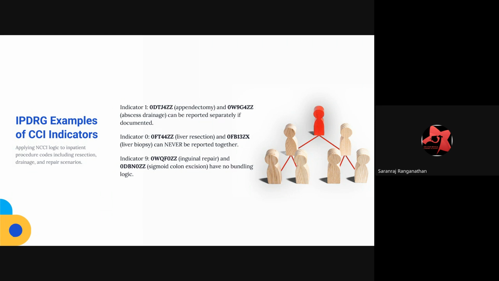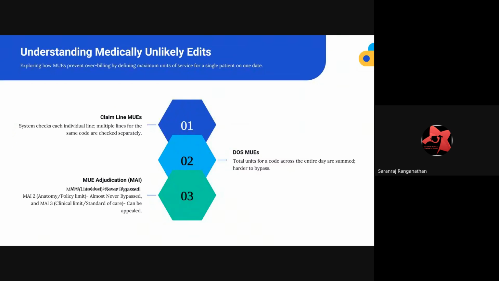Then comes understanding of the medically unlikely edits. What is the purpose of medically unlikely edits? As I told, we have something called MAI indicators that we'll be discussing further.